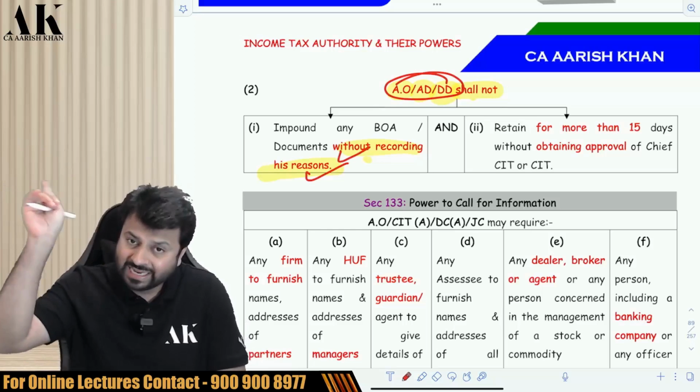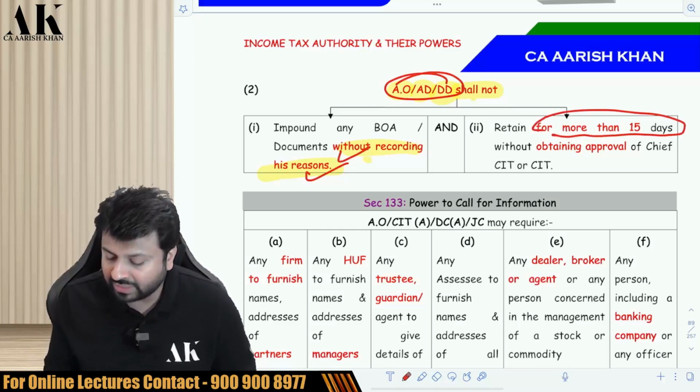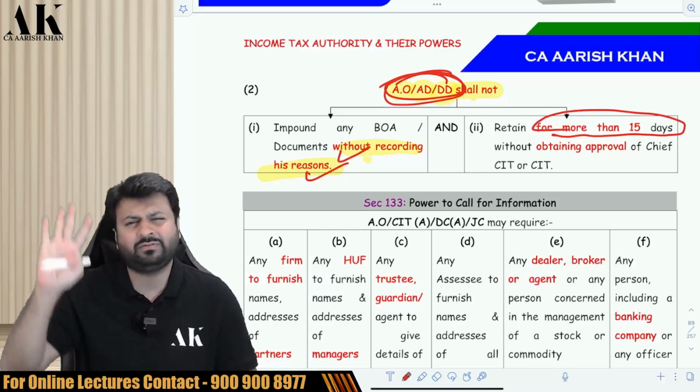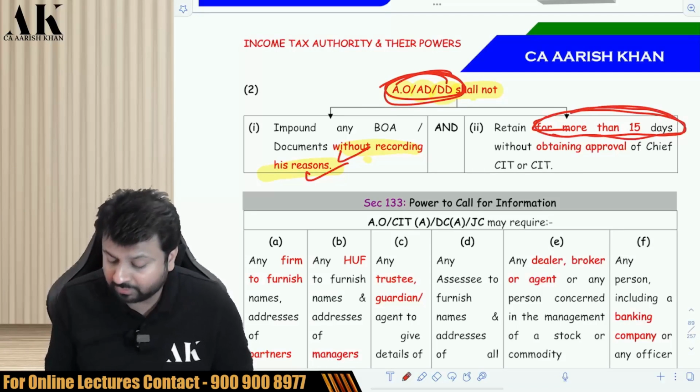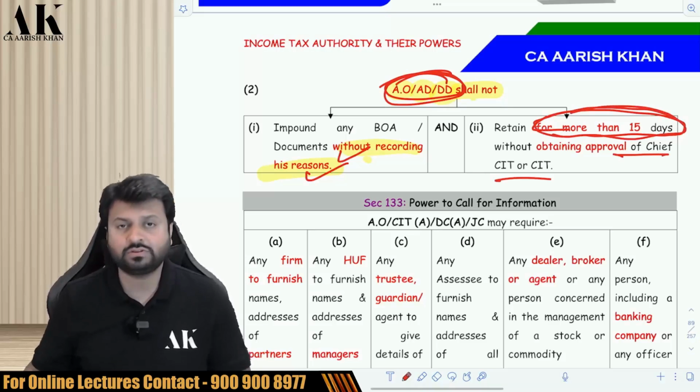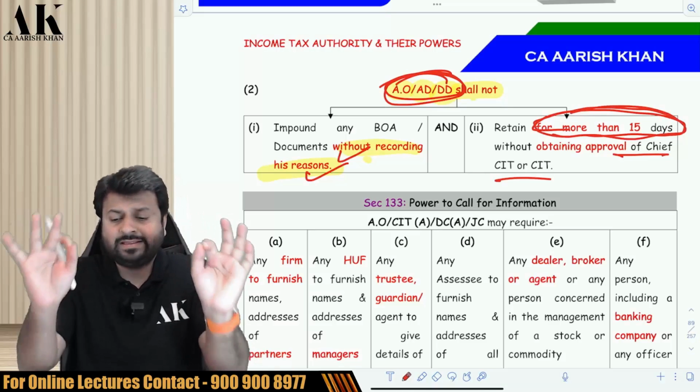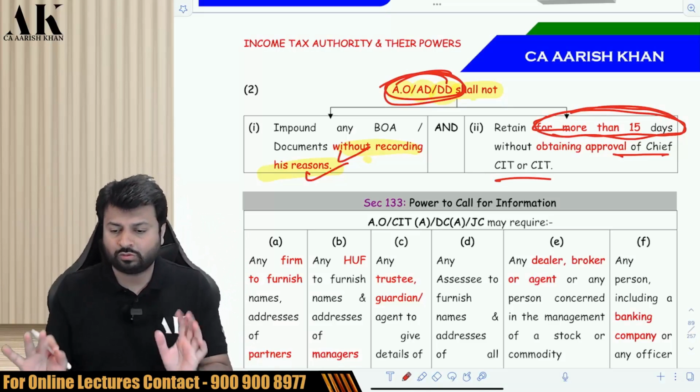It means if these authorities want to impound the books of accounts, first of all, they have to record the reasons with higher authority. Second, if they want to impound for more than 15 days, only these three, others can impound without restriction. If they want to impound for more than 15 days, then they have to take approval from Chief Commissioner or Commissioner of Income Tax. Only then they can impound the books of accounts. Otherwise, they are not allowed to impound the books of accounts.